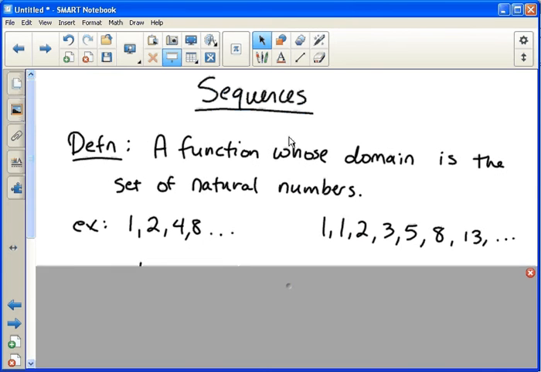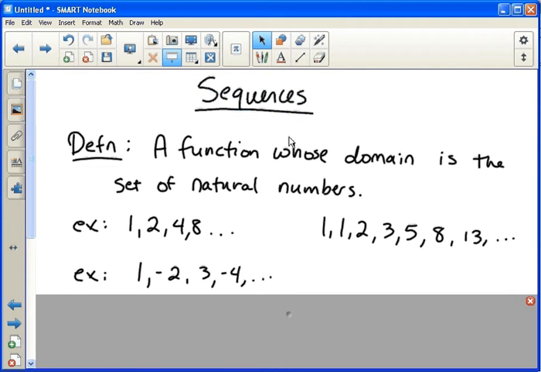So just a couple quick examples. 1, 2, 4, 8: you can see there they're simply multiplying by 2 each time. 1, negative 2, 3, negative 4: you can see that we're going up by 1 each time, but we're also changing our sign each time. So it goes positive 1, negative 2, positive 3, negative 4.